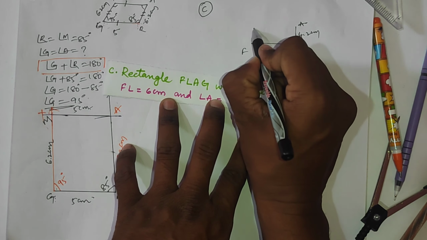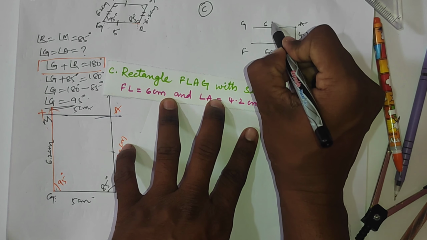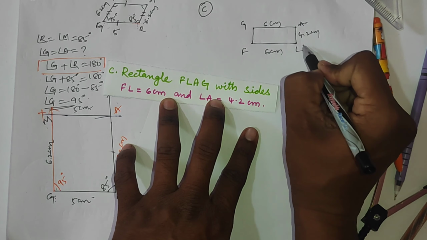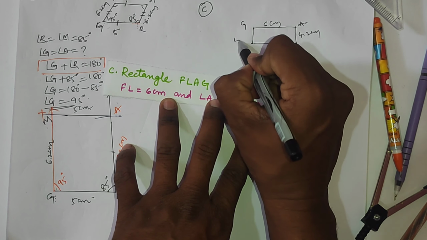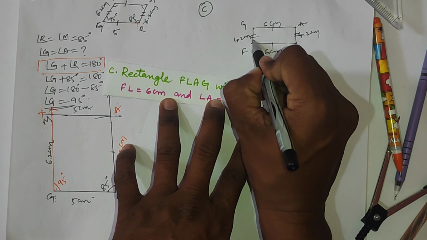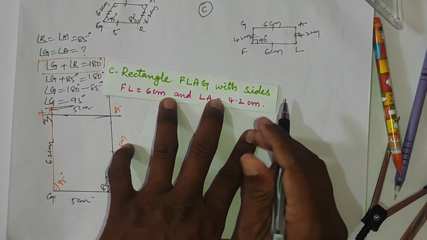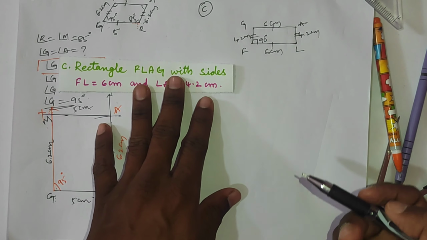This is A. This is G. Opposites are the same, 6 centimeters, and GF is equal to LA, 4.2 centimeters. Opposites are equal and parallel, and each angle makes 90 degrees, each makes a right angle. So this is the rough sketch.